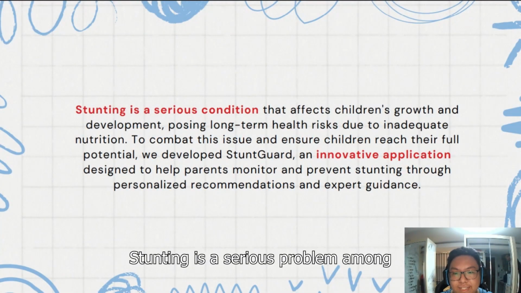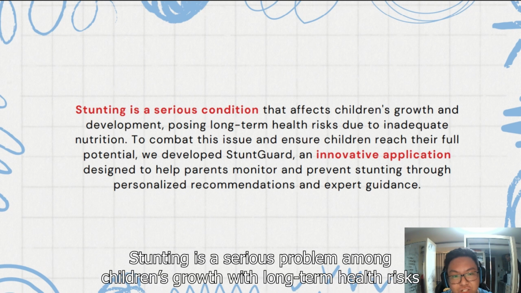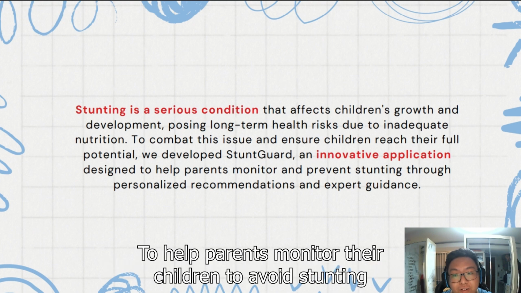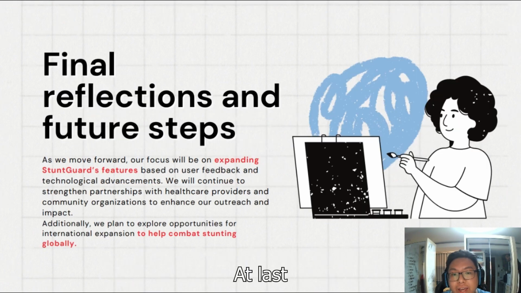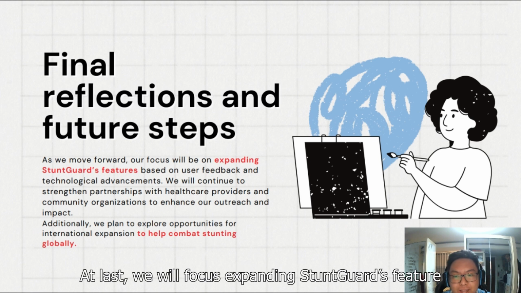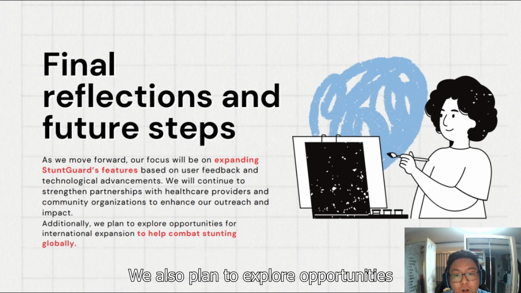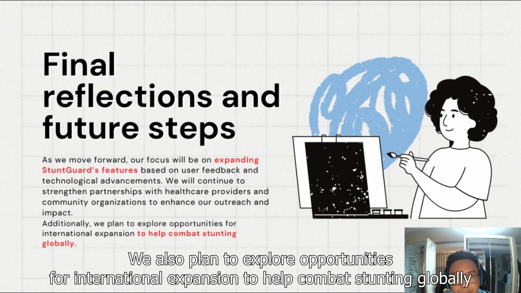As we all know, stunting is a serious problem among children's growth with long-term health risks. That's why we developed StuntGuard to help parents monitor their children to avoid stunting. At last, we will focus on expanding StuntGuard's features based on users' feedback and technological advancement. We also plan to explore opportunities for international expansion to help combat stunting globally.